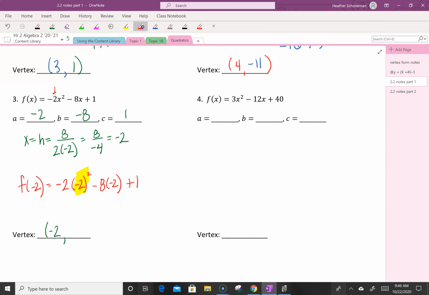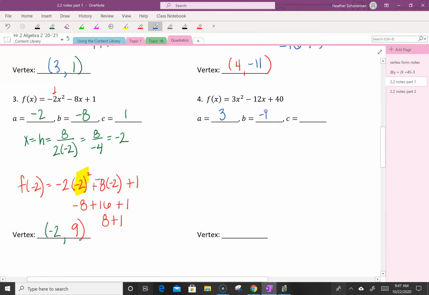Because -2 is in parentheses, -2 squared is +4. And +4 times the -2 that's in front would give you -8. Over here, minus a negative, I'm going to make that plus a negative. So -8 times -2 is +16 plus 1. So -8 and 16 is 8. 8 plus 1 is 9. So there's my y-coordinate.